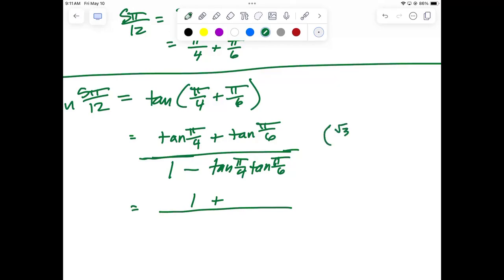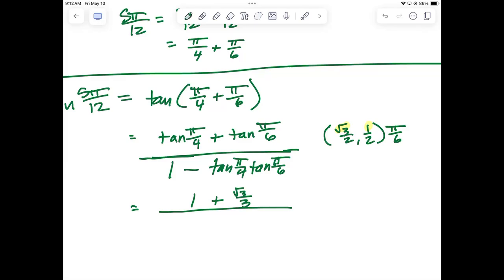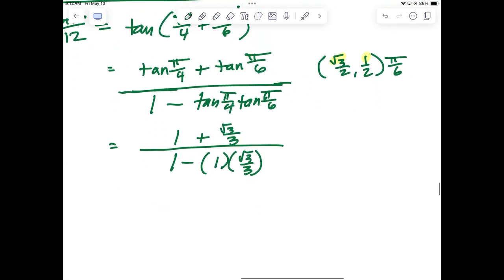Well, pi 6 is square root of 3 halves, 1/2. Yes? That's pi 6. Tangent is y over x. The 2's divide out. So it's 1 over the square root of 3, which when you rationalize is square root of 3 over 3. Remember that? And then all over 1 minus tangent of pi fourths is 1 times square root of 3 over 3. So I end up with 1 plus the square root of 3 over 3 all over 1 minus the square root of 3 over 3.